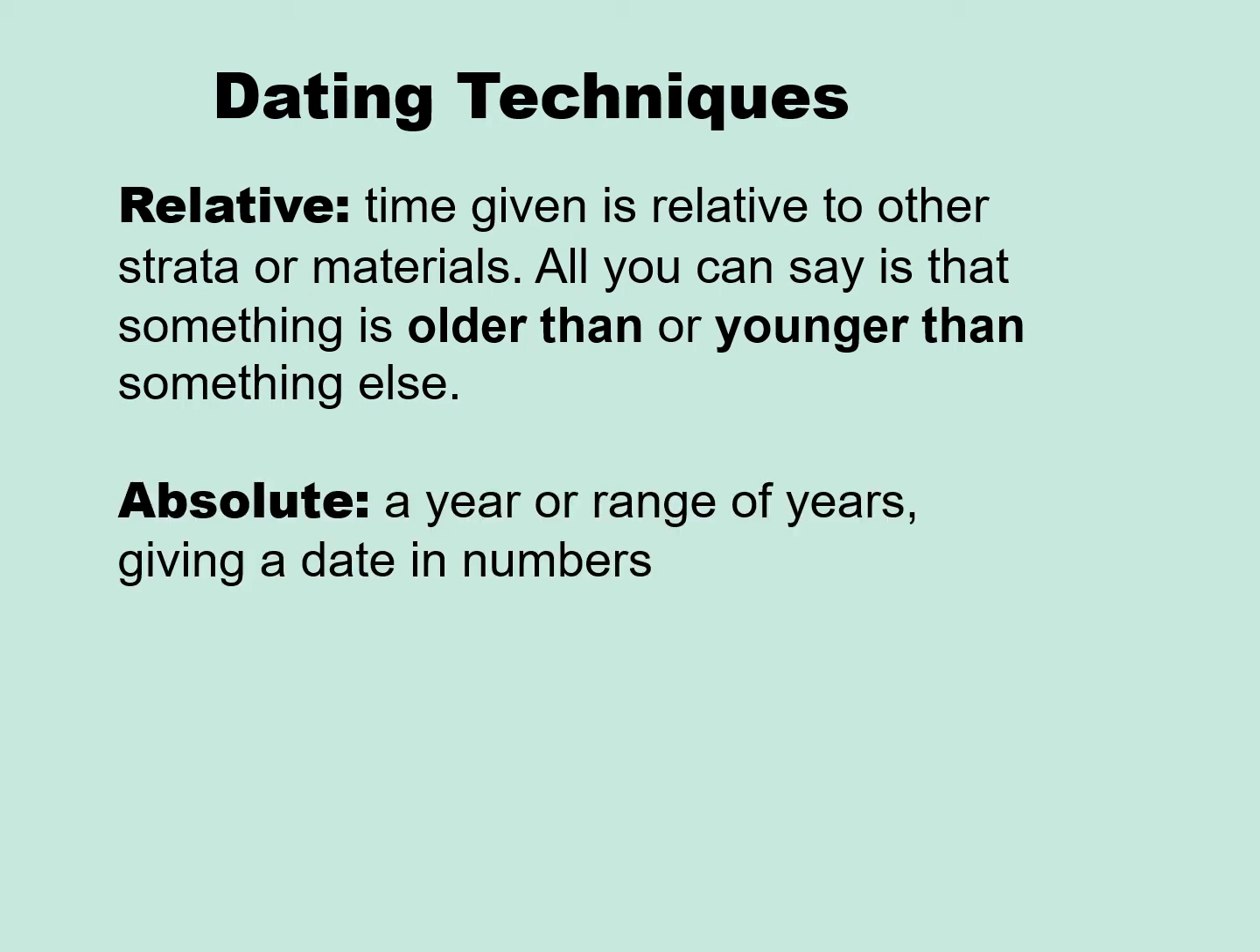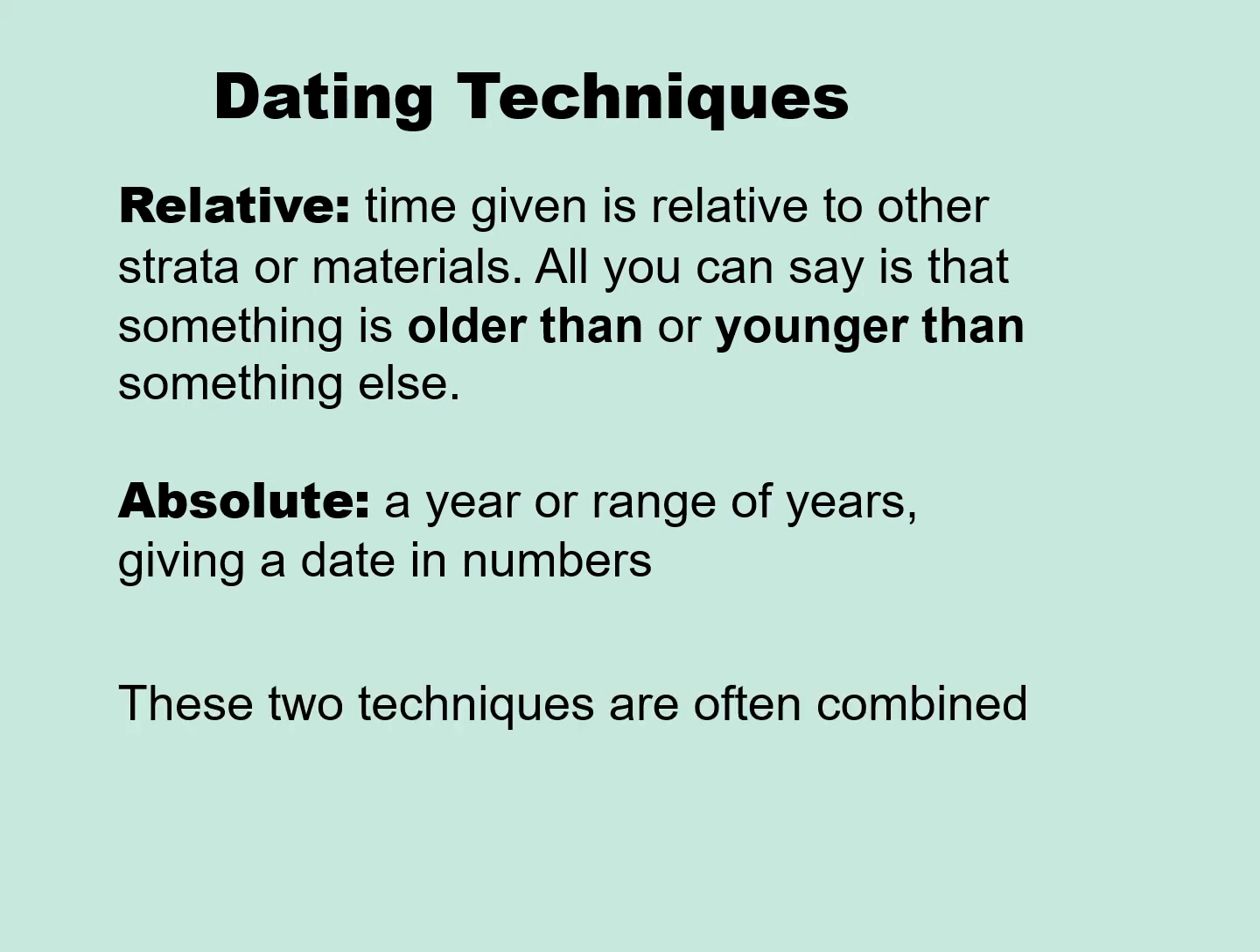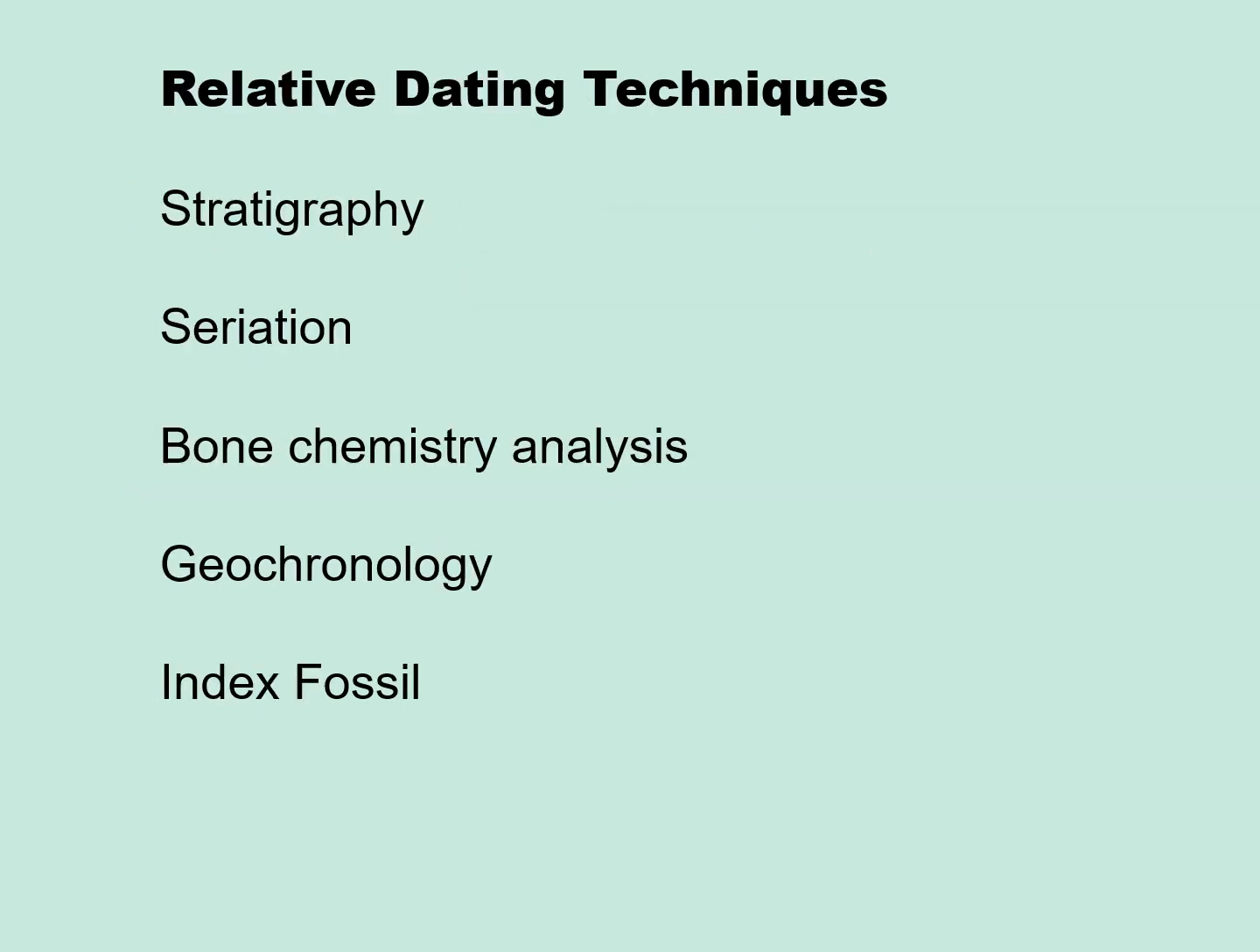Versus absolute dating, in which you obtain a year or a range of years, giving a date in numbers. These two techniques are often combined. The relative dating techniques that I'll talk about today include stratigraphy, seriation, bone chemistry analysis, geochronology, and index fossil.